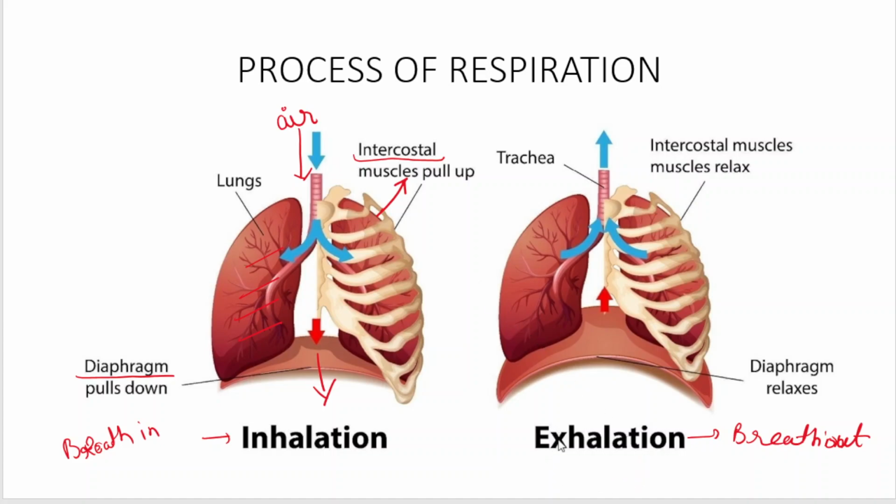Similarly, at the time of exhalation, both the muscles relax, which releases the pressure and then throws out the air from the lungs. So this is the basic process of inhalation and exhalation. At the time of inhalation, both muscles contract and create the vacuum pressure, whereas at the time of exhalation, the intercostal muscles and diaphragm muscles relax and throw out the air from the lungs.